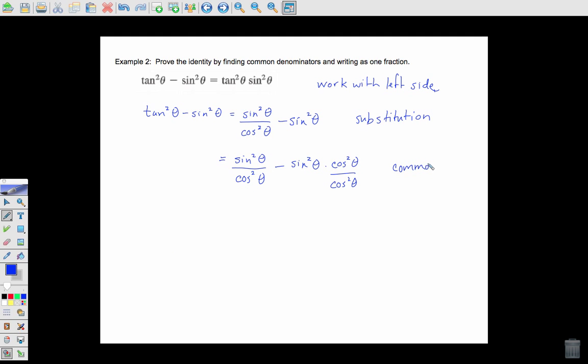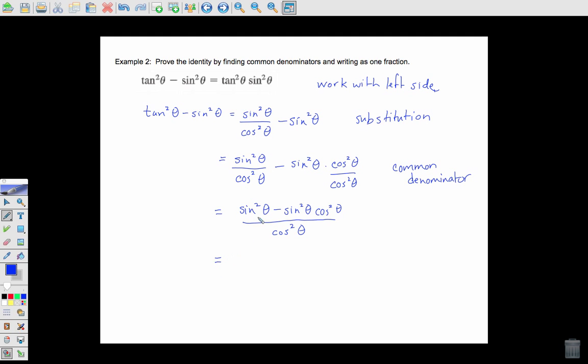Over here on the right, I'm just going to write common denominator, because that's what we're doing here. And in the next step, I'm going to write these as one fraction. So the sine squared theta minus sine squared theta cosine squared theta, all over the cosine squared theta.